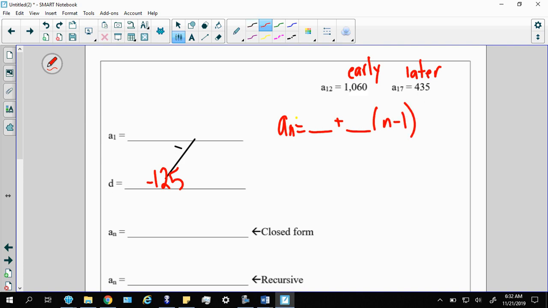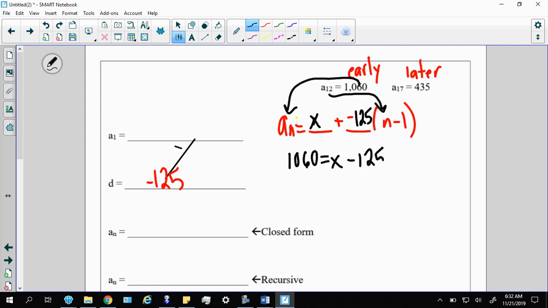All right, and so we have negative 125 as our difference. We're looking for our first term. I'm just going to go ahead and choose 1060. So 1060 will go there, 12 will go there. 1060 is equal to x minus 125 times 12 minus 1. You can solve for x on your own at this point. So you need to start pausing the video and doing it yourself, or ask me, I'll be in the room.